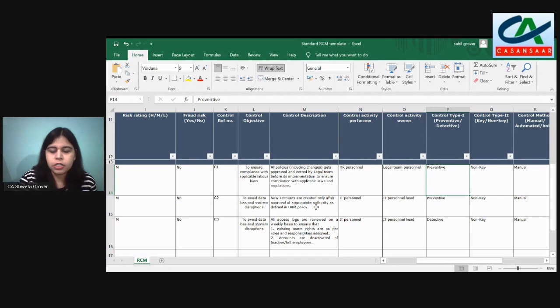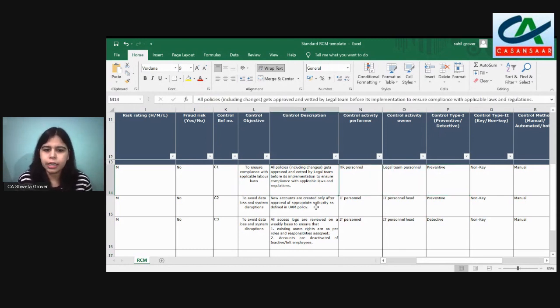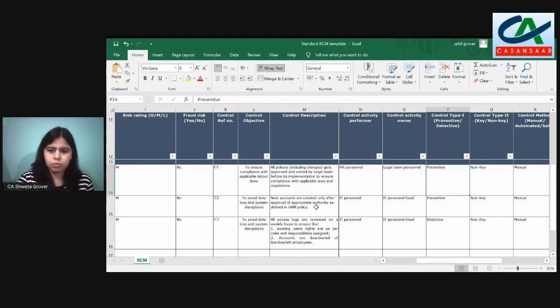Here, as you can see, before implementation of any policy, the legal team is checking whether it is in compliance or not. So this is a kind of preventive control. Before going for any non-compliance, the legal team is ensuring it. That is why this is a preventive control, and I have mentioned preventive control over here. There is one example of detective.